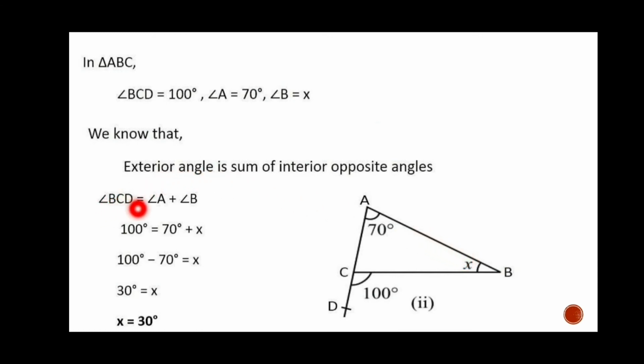Now we will apply the same exterior angle property. Angle BCD, the exterior angle, will be equal to the sum of the interior opposite angles, which is angle A plus angle B. Exterior angle value is 100. Angle A is 70 degrees. Angle B is x. From here we can find angle x. So 70 will go to the other side and become negative. 100 minus 70 is equal to 30 degrees. So the value of unknown angle x is 30 degrees.